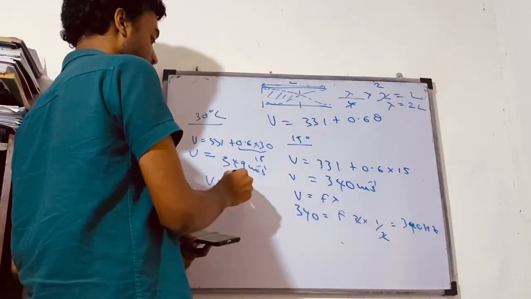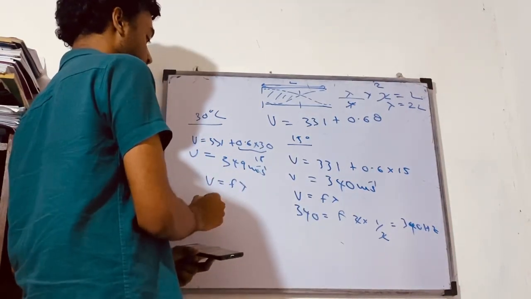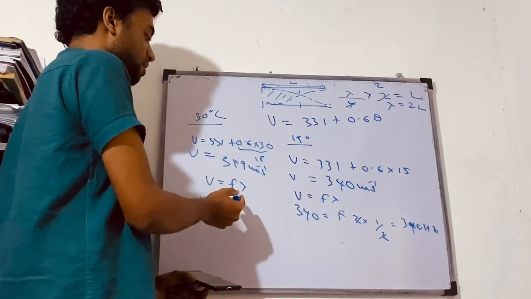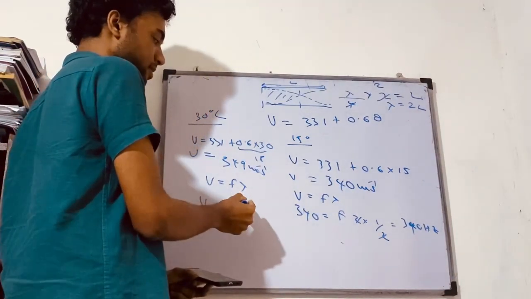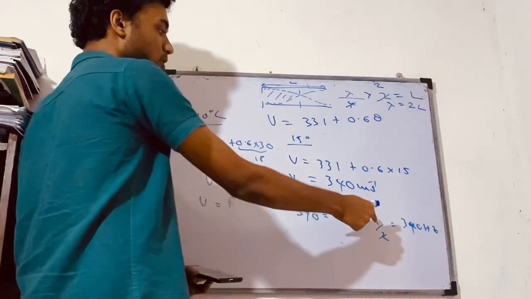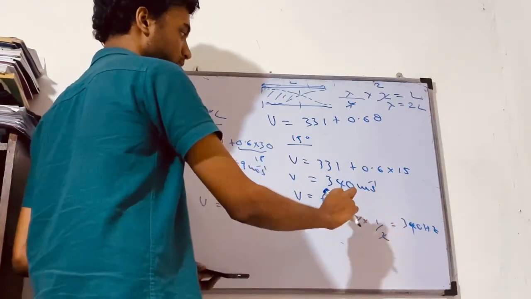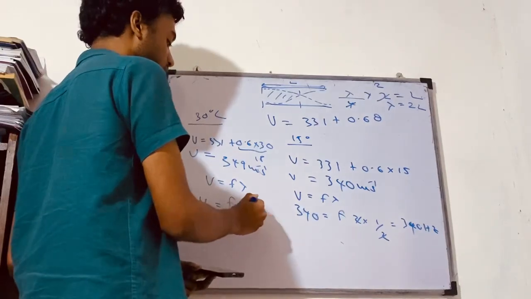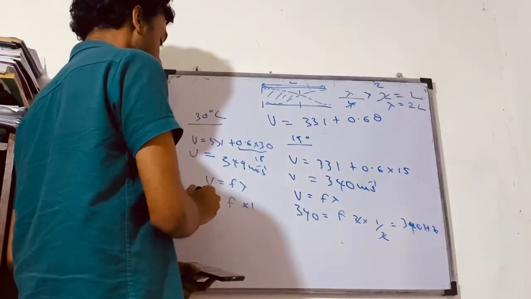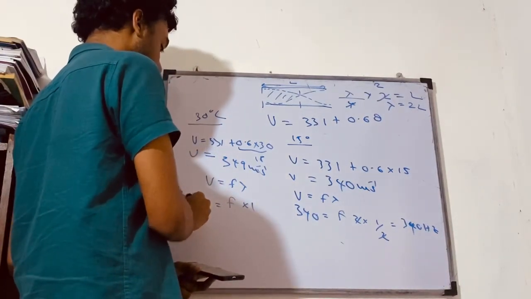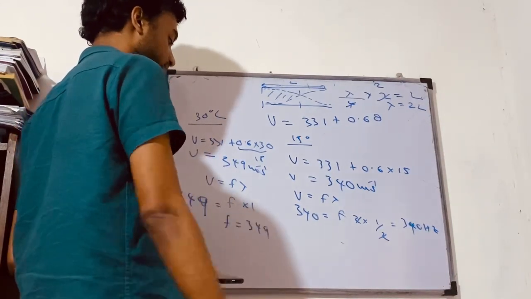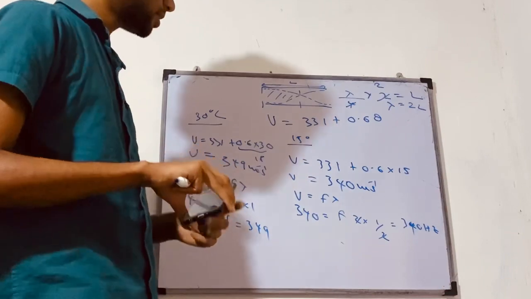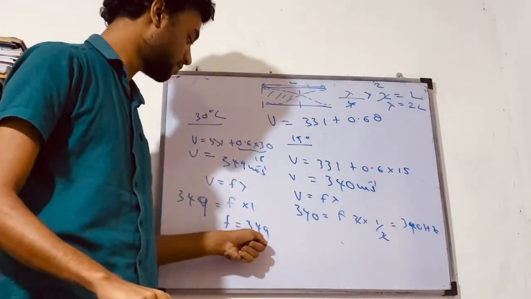Again, v equals f lambda. So what's the frequency going to be? We can calculate that because we know lambda. What's lambda here? We found lambda earlier, so we got that to be 1 meter. So what's the velocity here? We get 349. So the frequency is going to be 349. I hope you understood. The frequency has become 349.